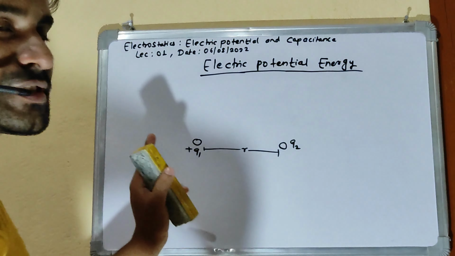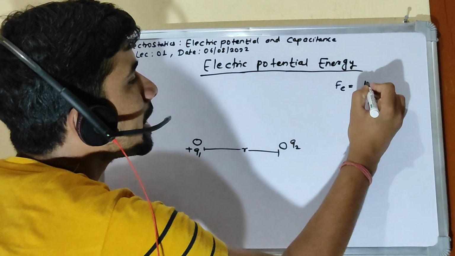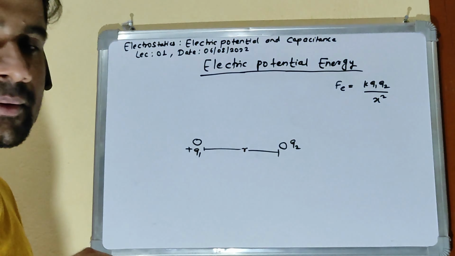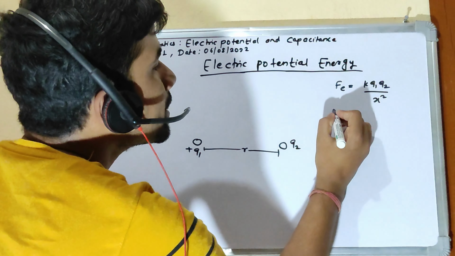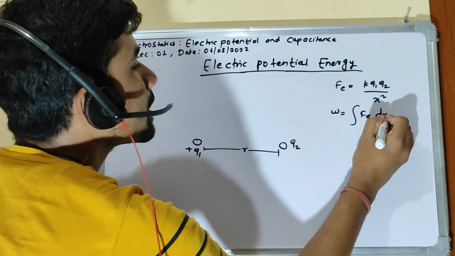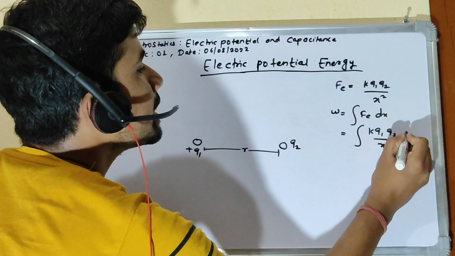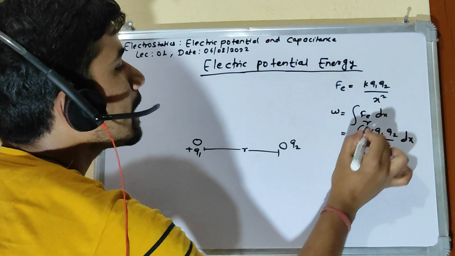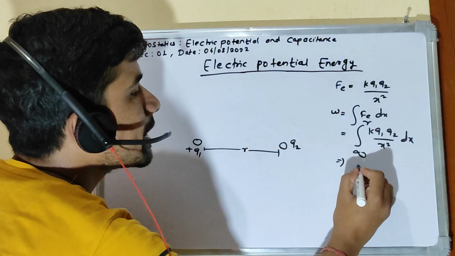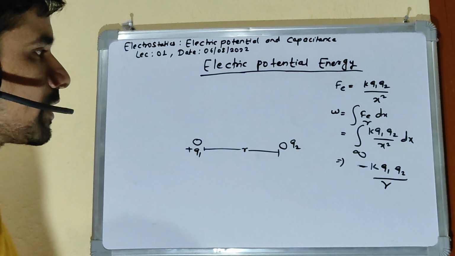So the electrostatic force exerted between q1 and q2 is nothing but k q1 q2 by x square, right? So the work done by the electrostatic force will be F into dx, which is k q1 q2 by x square into dx from infinity to r. Now if you solve this integration, you will get minus k q1 q2 by r.